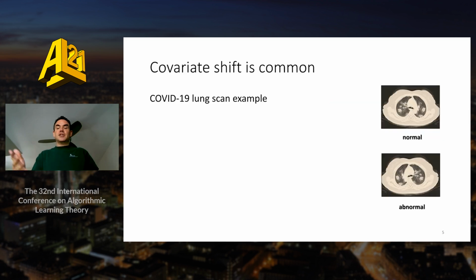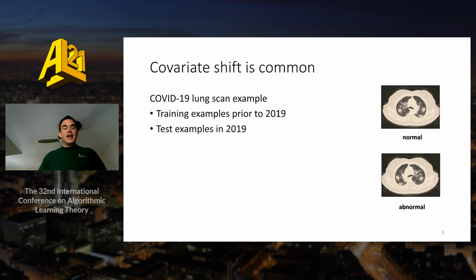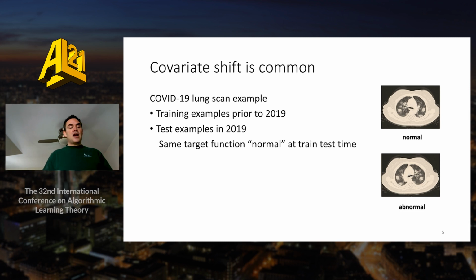So now I want to argue that covariate shift is common. Some people say it's almost more common than not having it. Let's take a simple example of classifying lung scans as normal, healthy, or abnormal. Suppose our training data was collected prior to 2019 and was labeled by radiologists. And then the test examples were collected starting in 2019, where there's COVID. So clearly there's a new disease, a new type of abnormal lung scan that you may have never seen before. Let's see if our model applies. So are we using the same target function at train and test time? Yes, we're still trying to predict normal, healthy or unhealthy.